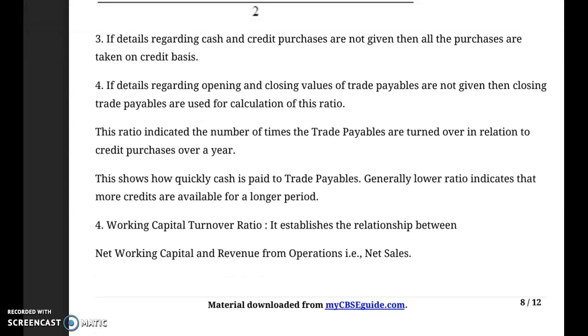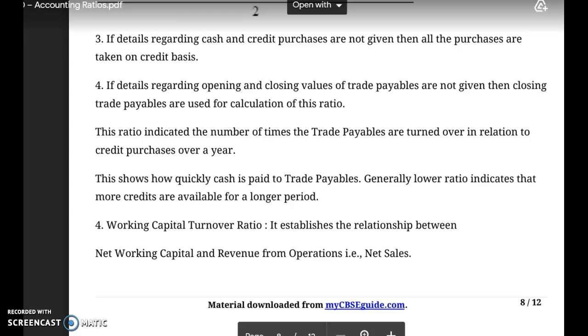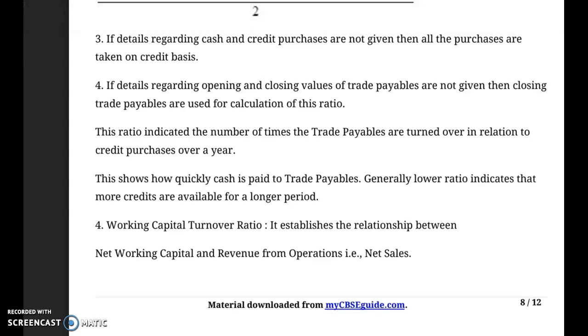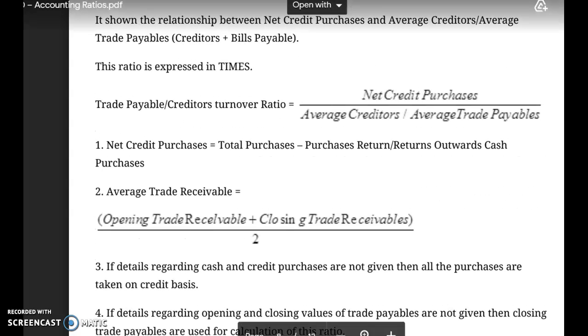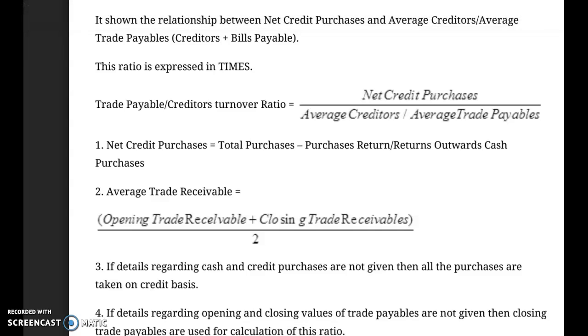This ratio shows the number of times the trade payables are turned over in relation to credit purchases over a year. Again, this shows how quickly cash is paid to trade payables. Generally, a lower ratio indicates that more credit is available for a long period of time. More than this, you have to understand the formula for calculation of this ratio, that is the trade payable or creditor turnover ratio.